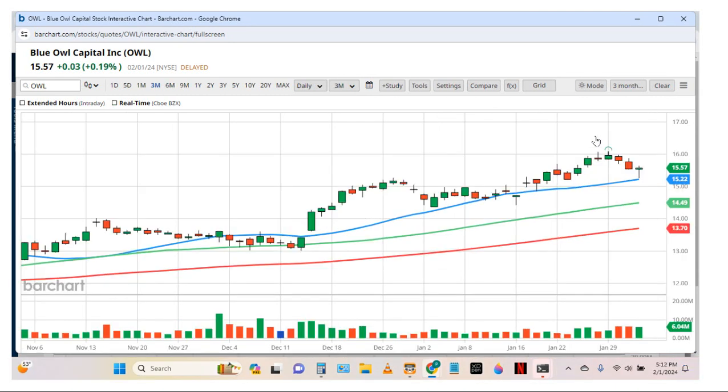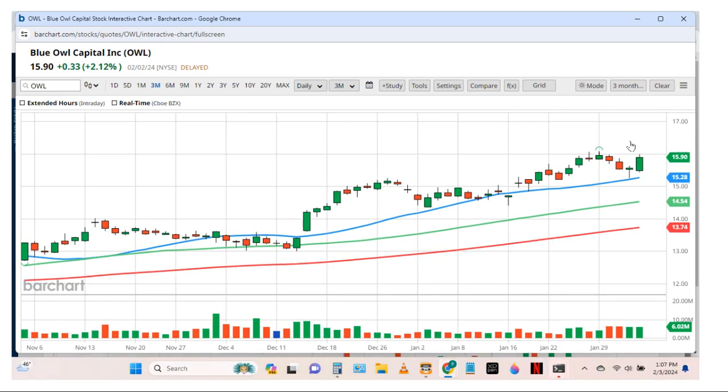And daily looks like it's also respecting this 20-period moving average, the blue line. If we get a little turn up here, I would consider that a possible buy point, even though monthly it's extended. So don't forget to use a stop loss if you get in on this one, in case it turns down.